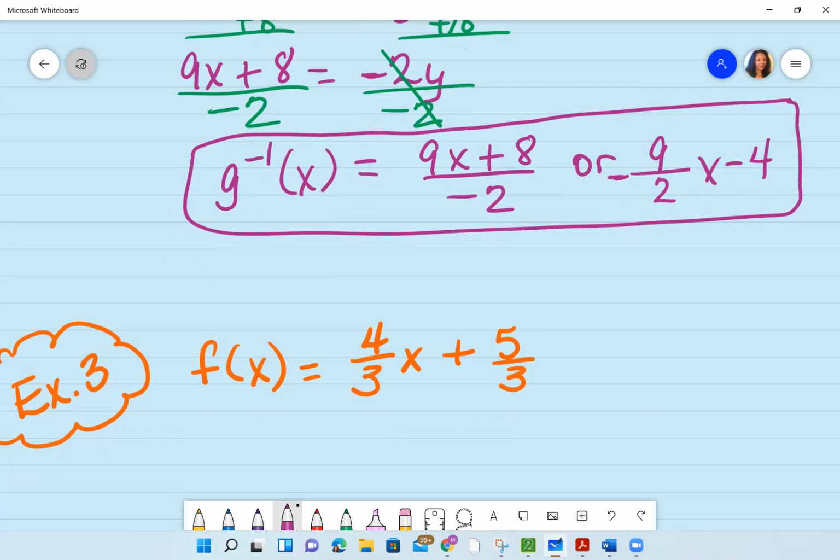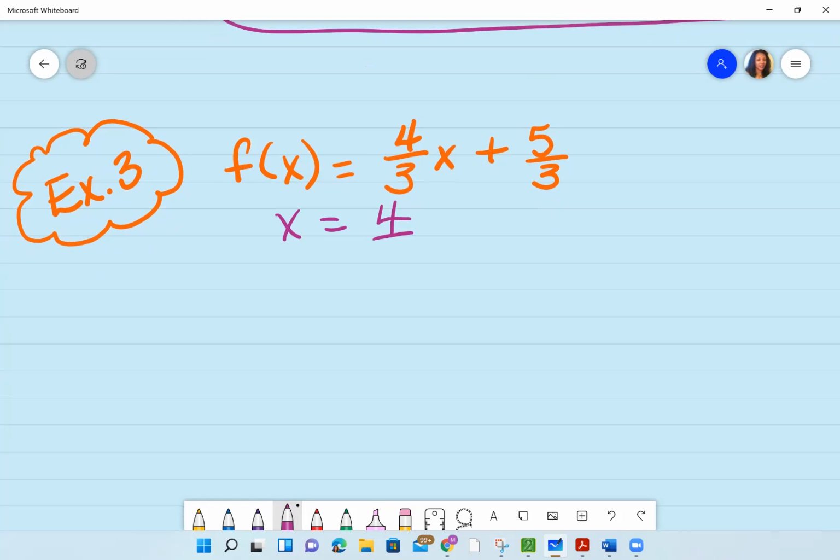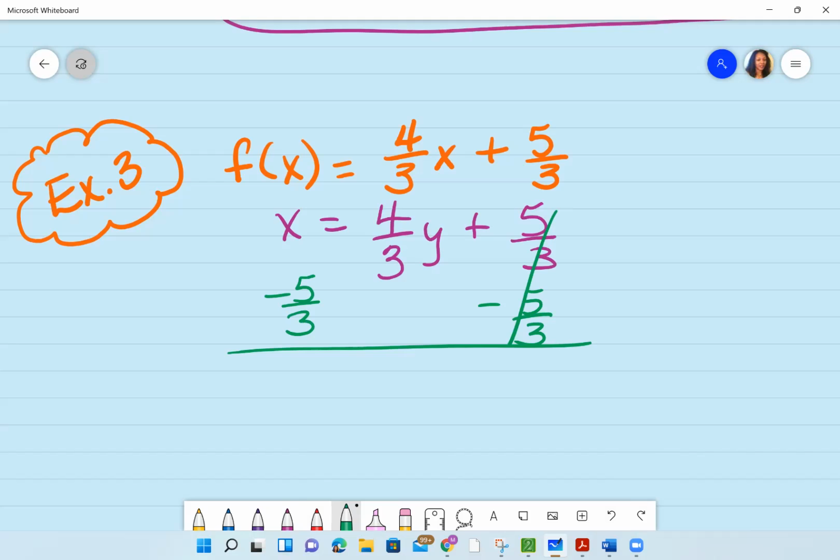Okay, and let's go to example 3. Again, I want to swap out my x's and my y's. So this becomes x is equal to 4 over 3y plus 5 over 3. I want to get rid of my constant first. So that means I'm going to subtract 5 over 3 from both sides, so that it goes away. And then I'm left with x minus 5 over 3 is equal to 4 over 3y.